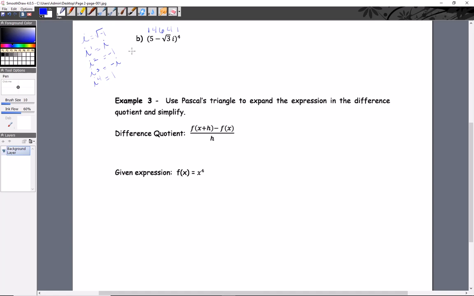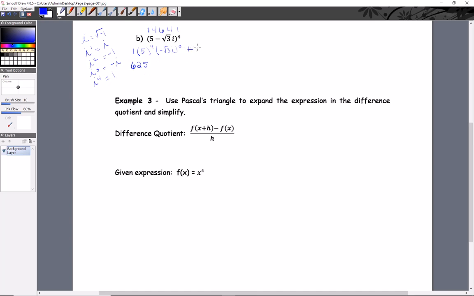So your first coefficient is 1. That'll be times 5 raised to the 4th power. And this will be negative radical 3i to the 0 power. Thankfully, that makes it easy. So 1 times 1, and this will be 5 squared times 5 squared, which is 25 times 25, or 625. So good start. But it was the easiest term, so let's try again.